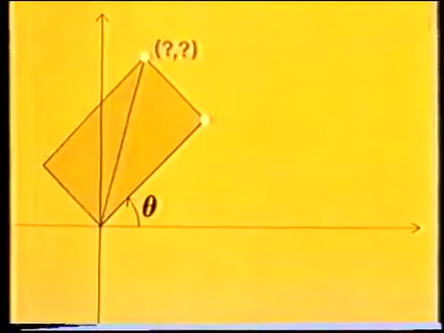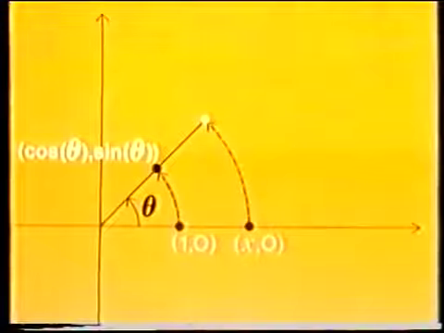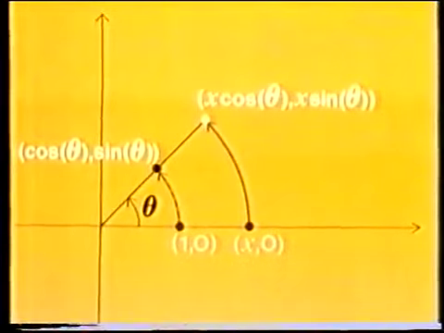We'll find this corner first. It comes from (x, 0) rotated through theta. Now (1, 0) rotated through theta ends up at (cos theta, sine theta). If we dilate by a factor of x, (1, 0) transforms into (x, 0), and (cos theta, sine theta) transforms into (x cos theta, x sine theta).